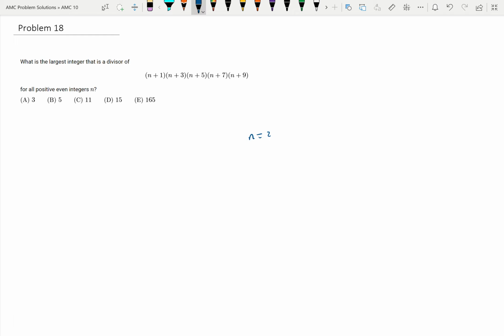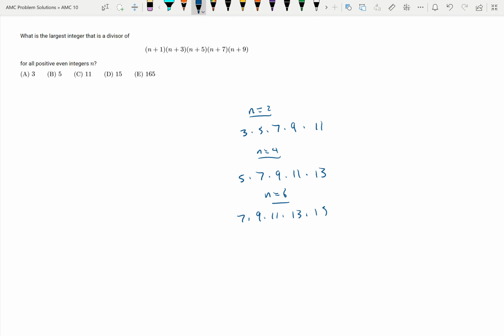For n equals 2, we get 3 times 5 times 7 times 9 times 11. Then for n equals 4, we get 5 times 7 times 9 times 11 times 13. For n equals 6, we get 7 times 9 times 11 times 13 times 15. I'll keep going and do a list of these just so we can show. N equals 8: 9 times 11 times 13 times 15 times 17.